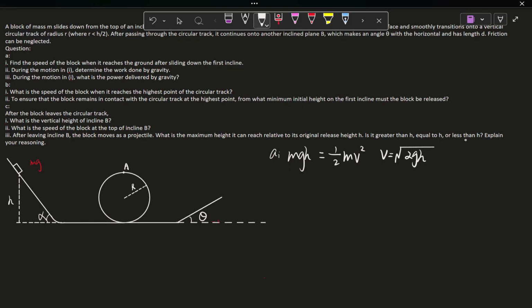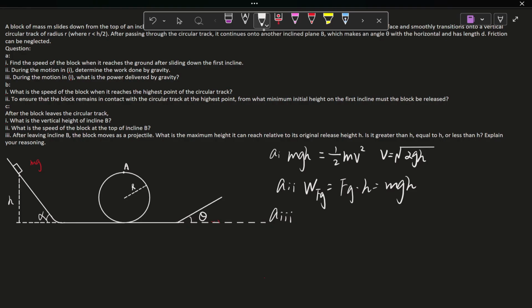So now part 2. During the motion in 1, determine the work done by gravity. Well, here's a little trick. Whenever it's asking you to determine the work done by gravity, you just use the gravitational force that the object has, multiplied by the vertical distance that it traveled. So in this situation, the work done by gravity will just be Fg times h, which is mgh. Pretty simple, right?